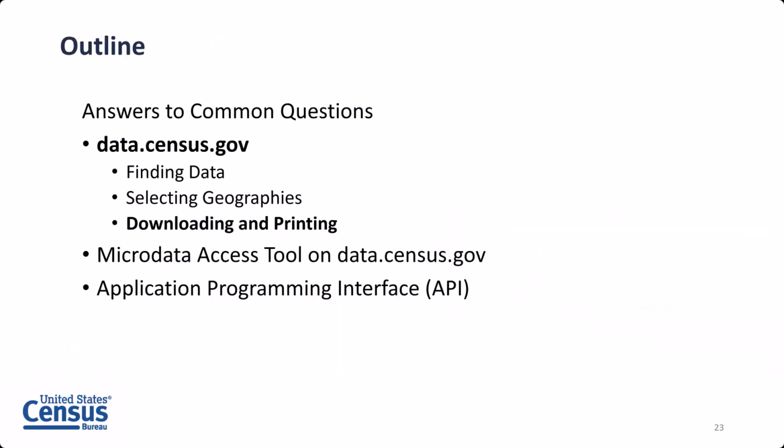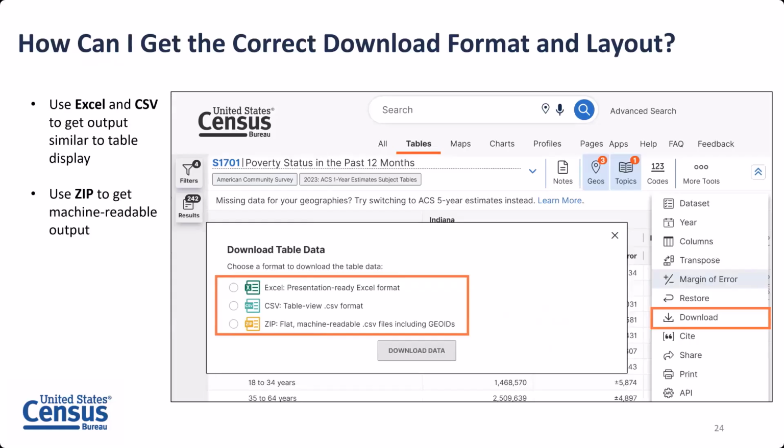And just to wrap up data.census.gov questions with some questions that we often get about downloading and printing. One question is, how can I get the correct download format and layout? We hope that we have made this process more intuitive in the past month when we have revised the process. So what we've done is group all of the different possible output formats, Excel, CSV, and zip. Those are now housed under a single download button.